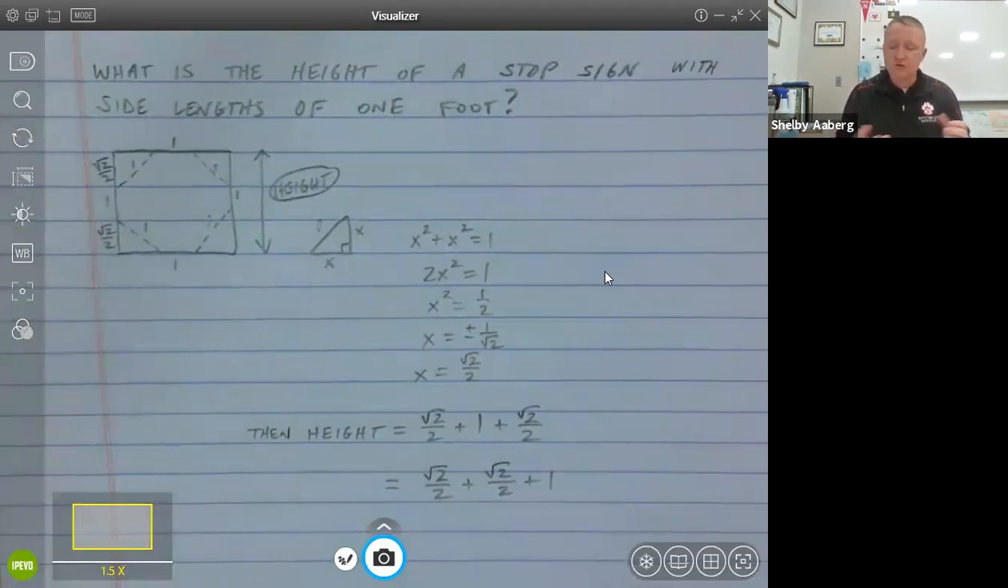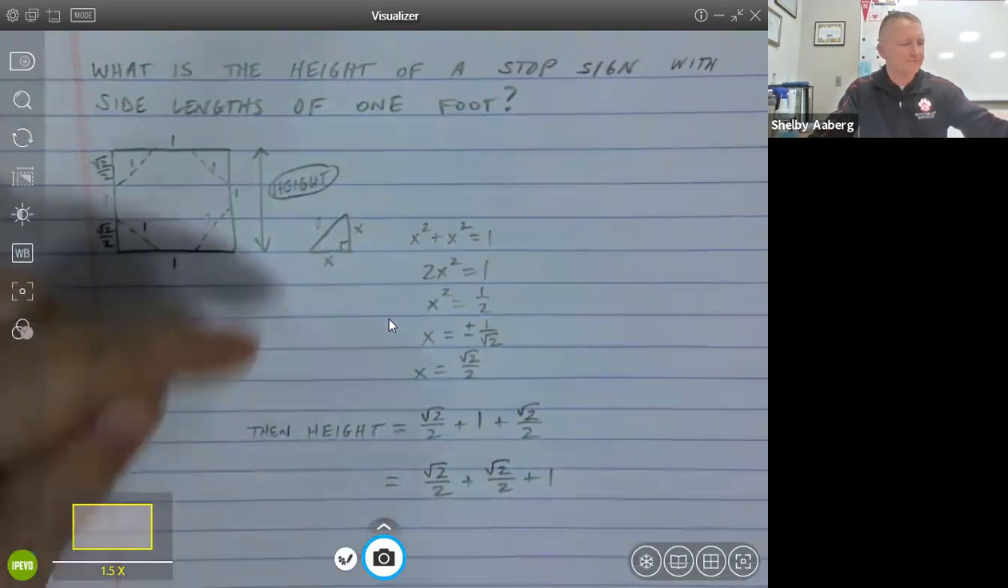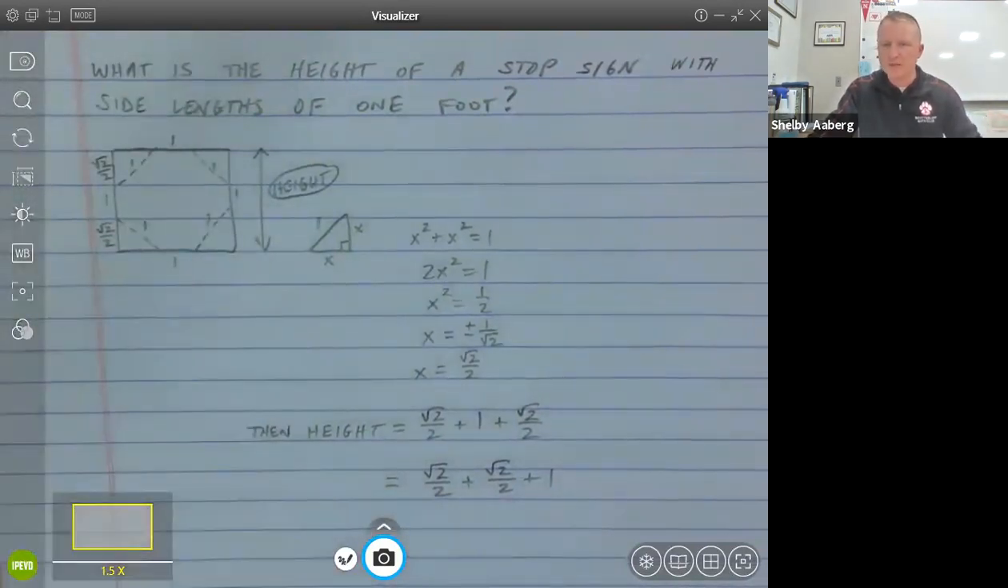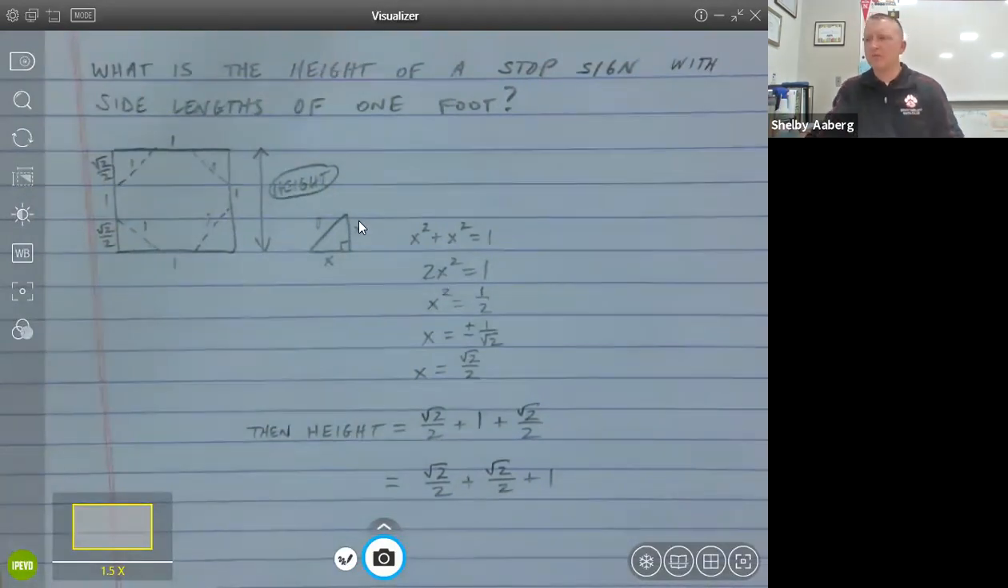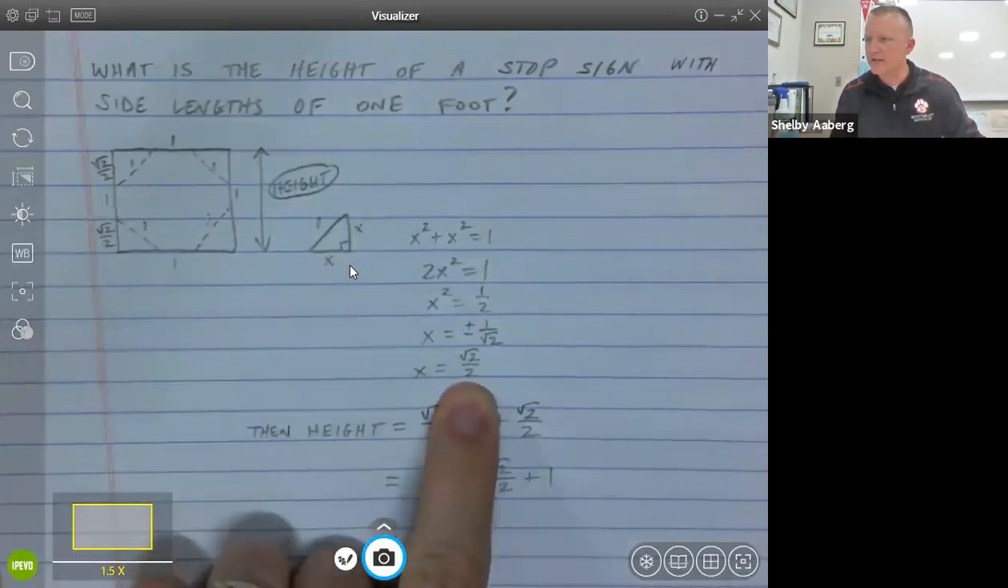These are sixth graders who haven't had much exposure at all to radicals. And here they are trying to figure out how tall the stop sign is when you chop away these right isosceles triangles. So we're going through this problem, talking about what we've cut away, and getting them through this idea of rationalizing the denominator, and they survive that.